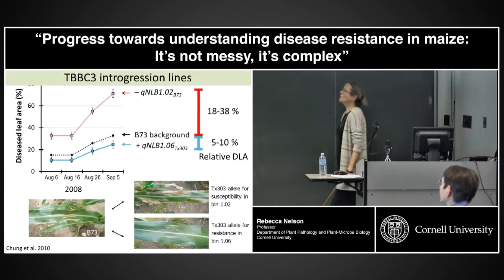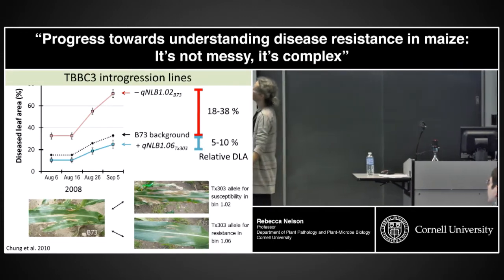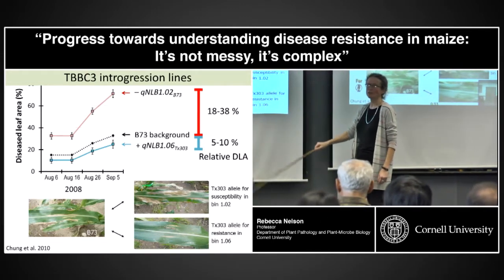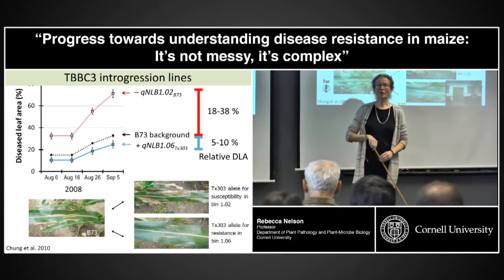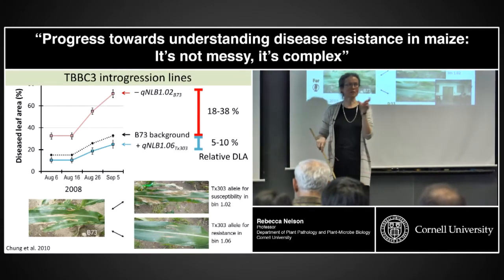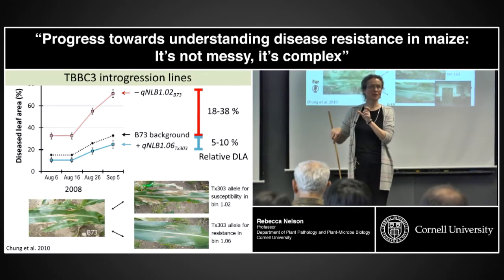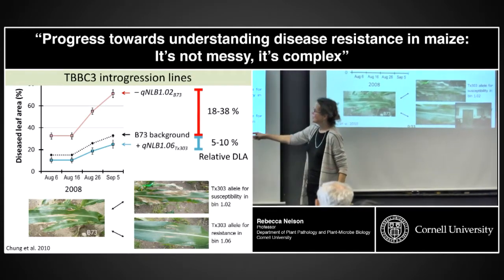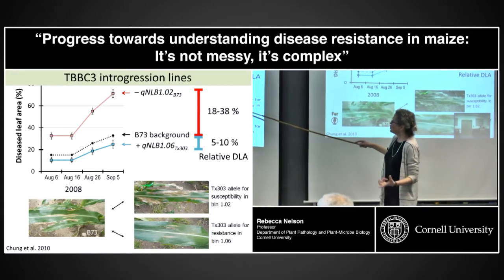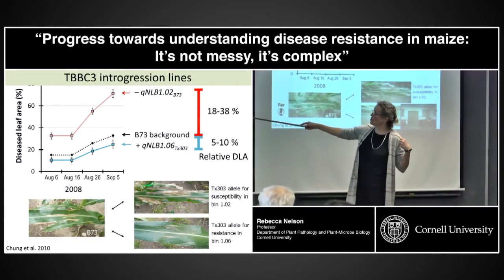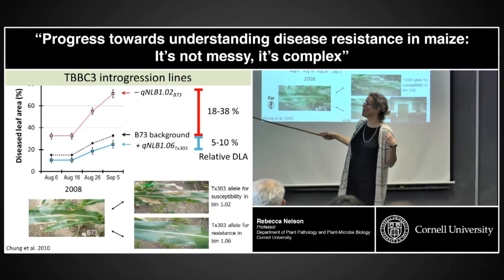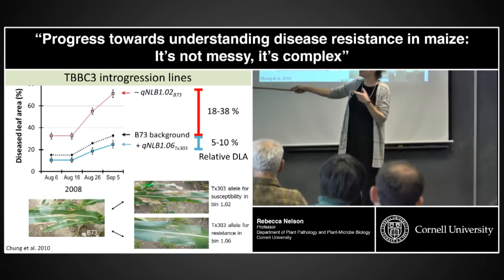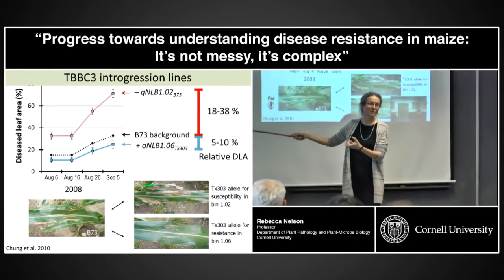Okay, so starting with these two that I mentioned first, 102 and 106. Chung and Chung had discovered these by looking at an introgression library, in which segments of the TEX-303 genome are introgressed into B73. So she found that, so that's B73. If she took out the B73 allele at bin 102, she got a much more susceptible plant. And if she took out the B73 and put in TEX at 106, she got a more resistant plant.